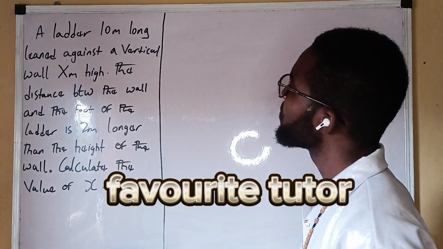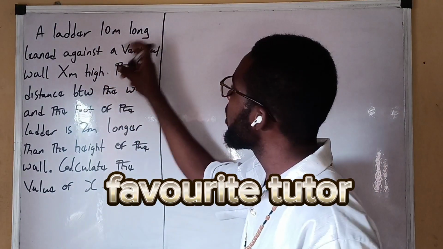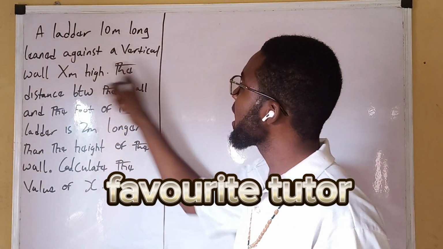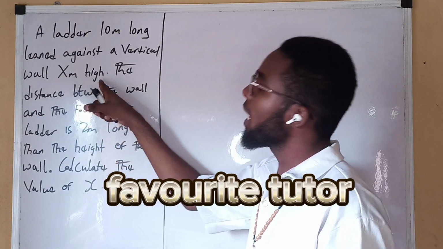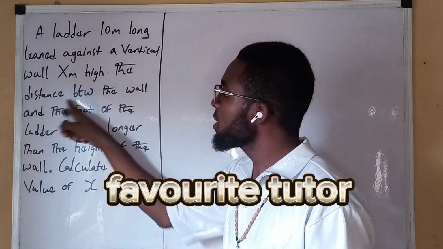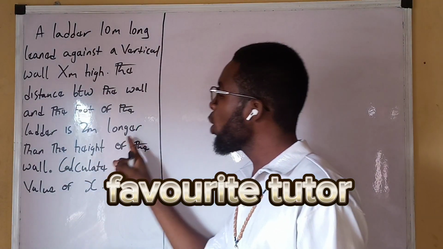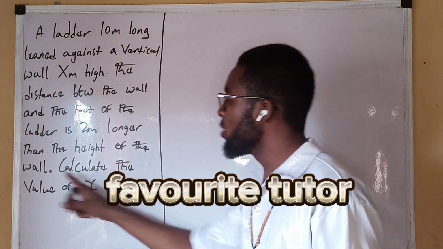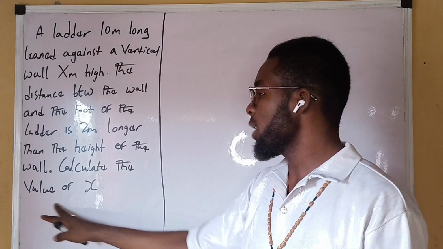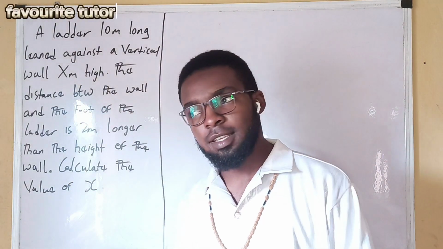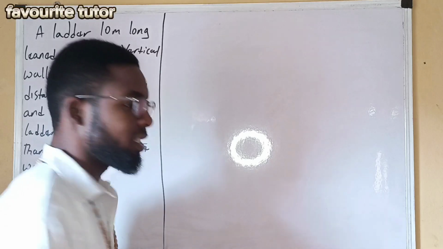All right, this one says a ladder of 10-meter long laying against a vertical wall, x meter high. The distance between the wall and the foot of the ladder is 2 meters longer than the height of the wall. Calculate the value of x. Okay, let's illustrate this using a diagram.